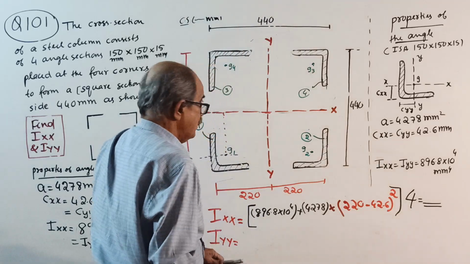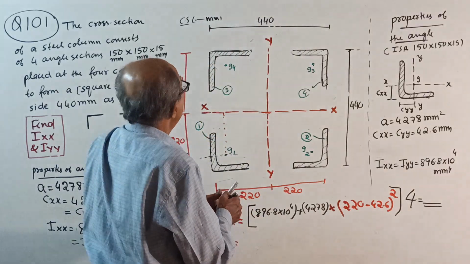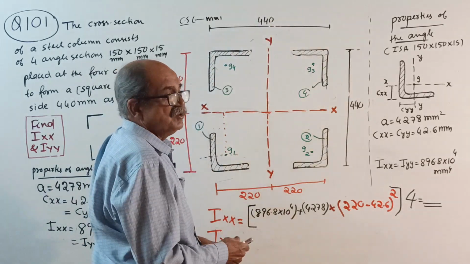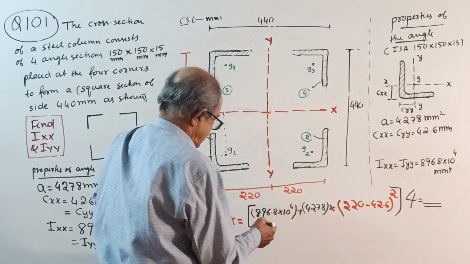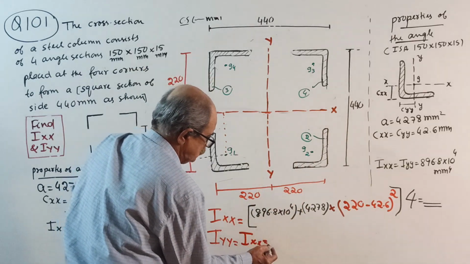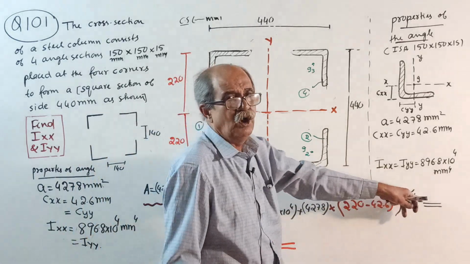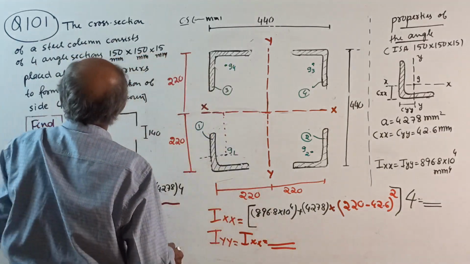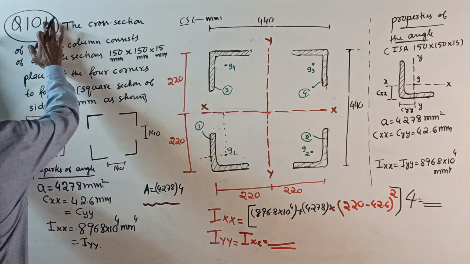Now IYY, don't waste time, because all are equal angles. All sides are equal, so if you turn it, nothing will happen. Your IYY will become equal to IXX. So copy that answer, whatever you got. This is question number 101. Okay, now I will go for 102.